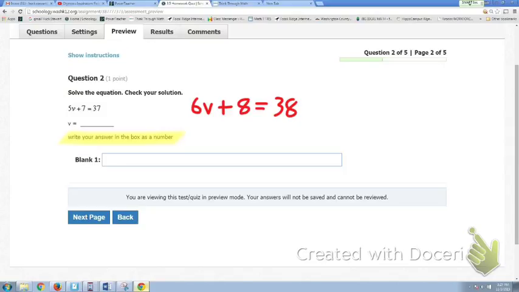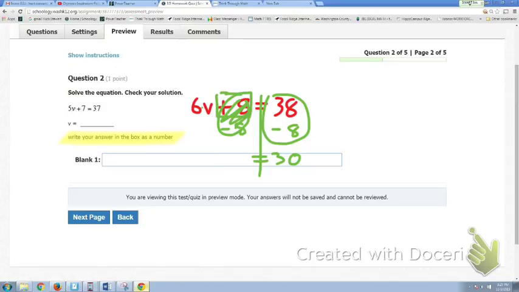You want to start with the additive inverse first. Here's a positive 8. I can cancel that out before I ever try to start canceling out the 6 times v. So I'm going to cancel this out by subtracting 8 from both sides of the equation. Whatever I do to one, I have to do to the other. Then this is a 0 pair, and that goes to 0. That cancels out, and I just do the operation here. 38 subtract 8 is 30. So now 30 is balanced with 6v.